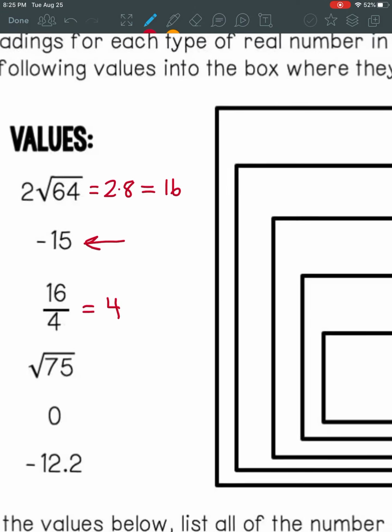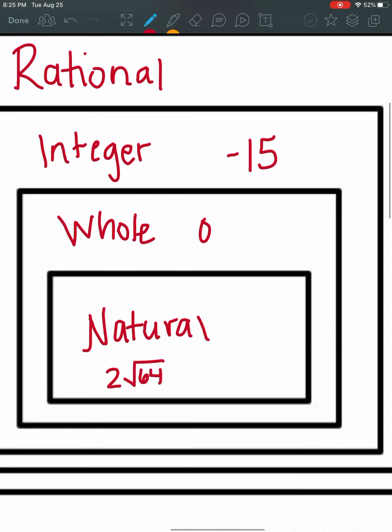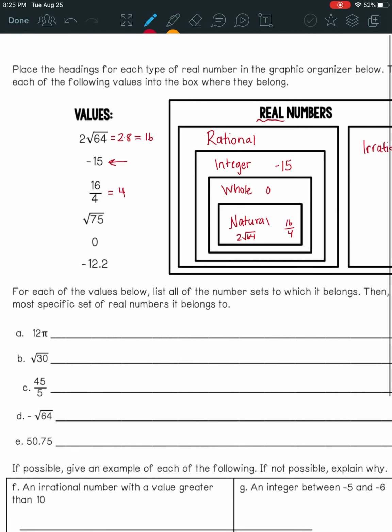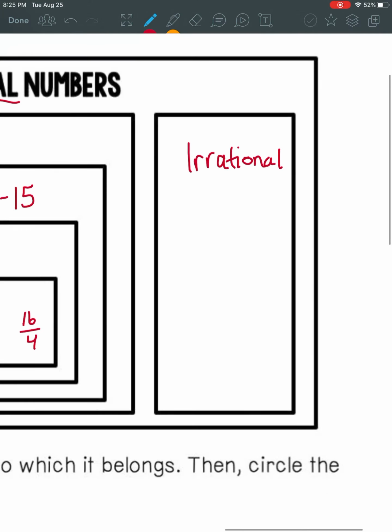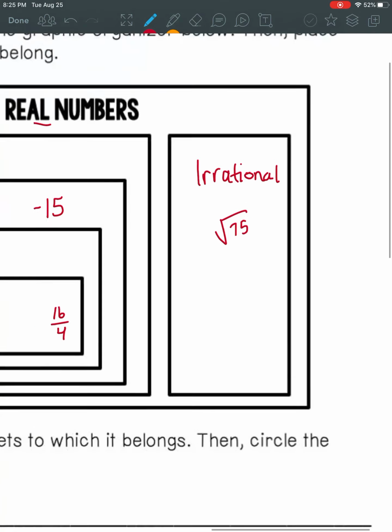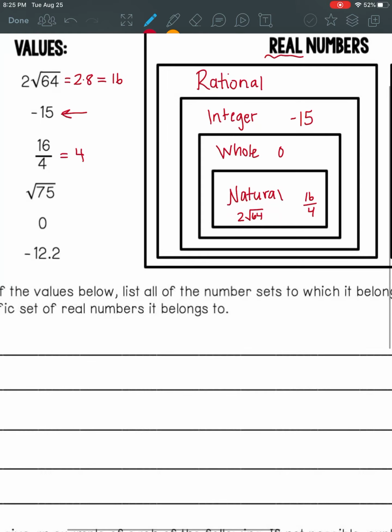16 over 4, so 16 divided by 4 simplifies to 4. So we're categorizing the number 4. It's a natural counting number. So 16 over 4 goes here. The square root of 75 does not come out to a perfect square root or a perfect whole number, so that is in our irrational category. All right, 0. I already threw that one on here because that's the only difference between natural and whole, so the 0 goes in the whole number.